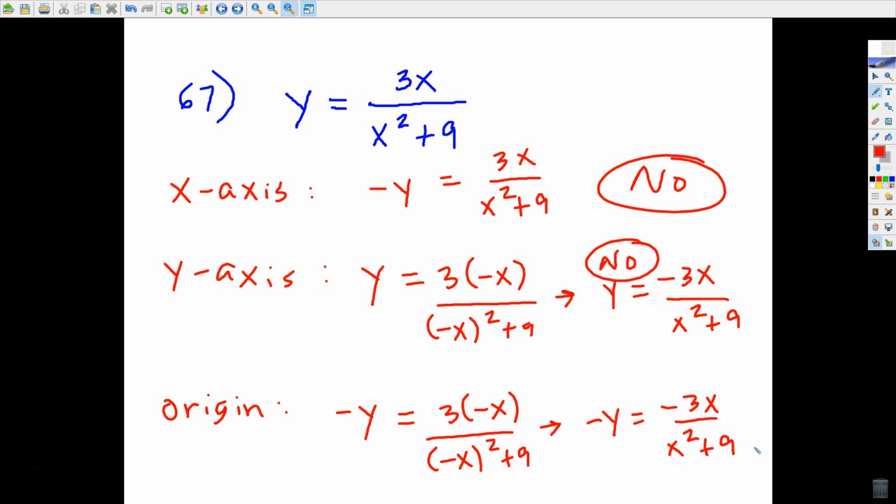Okay, kind of interesting. It's as though if I went ahead and tried to simplify this and divided by negative 1 on both sides, it's as though these negatives basically cancel each other. So when that happens, do we end up with the original? Yeah, so we've proven that there is origin symmetry here. We didn't have x or y, but there is origin symmetry.